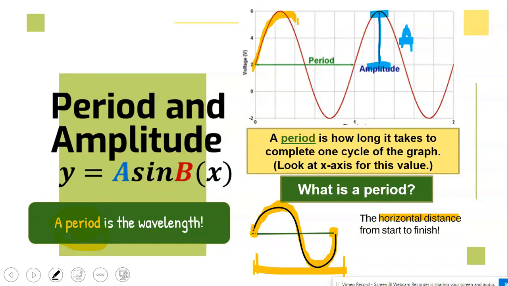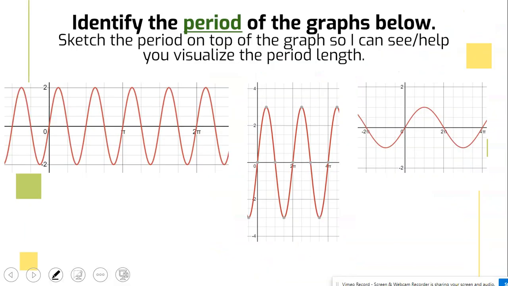Now we want to know what this distance is. How long does it take to do one cycle of the sine graph? Because in a periodic function, it's going to continue to repeat itself over and over and over again. So a period is how long it takes to finish one cycle of the sine graph. Let's get into some examples.